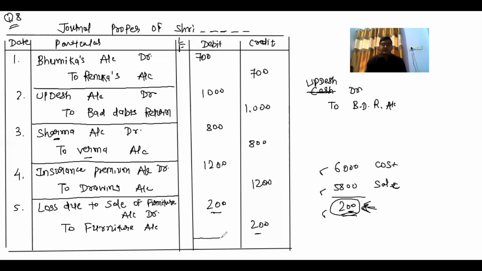Then finally, after the sum is over, we have to do a total: 1000 plus 700 plus 800 plus 1200 plus 200. Answer 3900, and debit and credit sides match. Okay, so that's it. This chapter is over. There is nothing more in this chapter. It is only for special transactions and is a very small chapter.